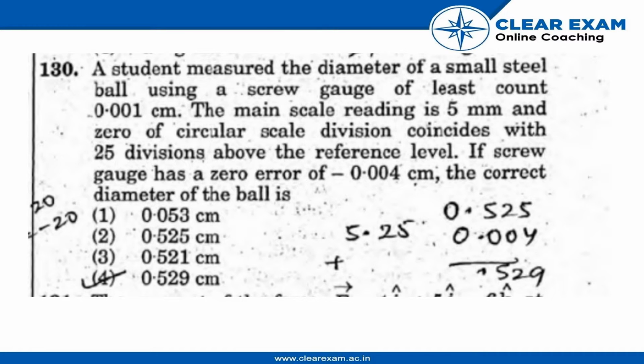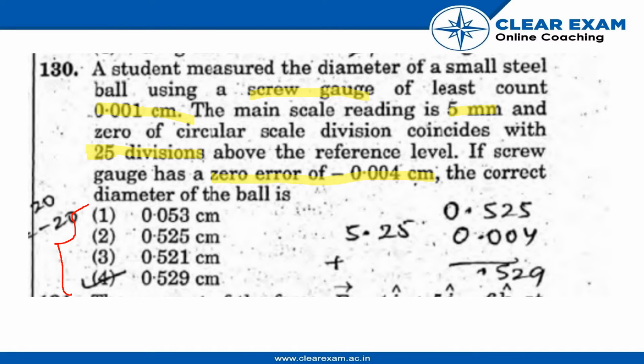Hello students, we will be discussing this question which states: a student measures the diameter of a small steel ball using a screw gauge of least count 0.001 cm. The main scale reading is 5 mm and zero of circular scale division coincides with 25 divisions above the reference level. If gauge has zero error of minus 0.004 cm, the correct diameter of the ball is. So these are the four options given over here.